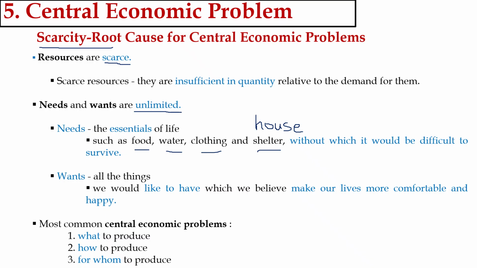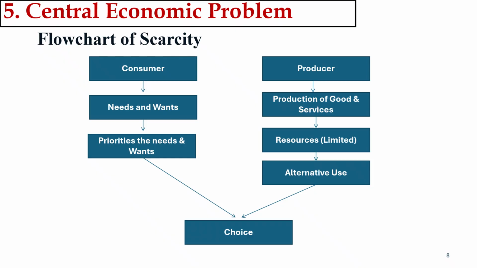Now there are most common central economic problems. There are three central economic problems: what to produce, how to produce, and for whom to produce. So here we will see the flow chart of scarcity. Scarcity, I just told you, means it is a limited thing. Something which is limited. So here we will take the example of consumer and a producer. Both. I just gave you examples of one person.